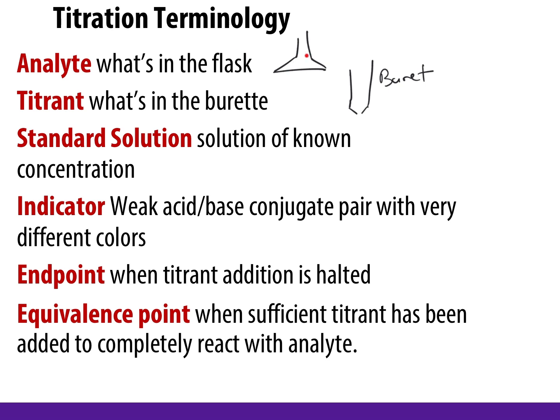Analyte, that's usually what's in this flask. Titrant, what's in the burette. We're usually going to use a standard solution for one of the analyte or titrant. An indicator is often used to determine when you've hit the equivalence point by watching the indicator change colors. End point is when we end adding the titrant, and again, the most important thing is that equivalence point, when we've added just enough titrant to react completely with the analyte.